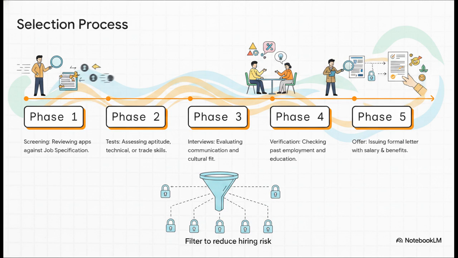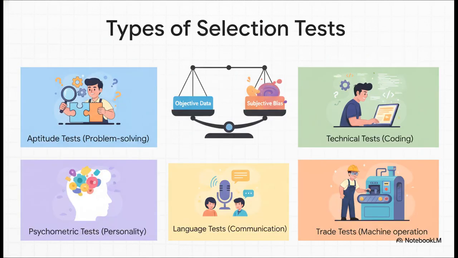After that is verification. You always want to double-check their past employment and education to avoid any recruitment fraud. And finally, the offer, issuing that formal letter with the salary and benefits. Every single one of these steps acts as a deliberate filter to reduce your hiring risk and guarantee an objective, fair selection. Let's talk a bit more about those selection tests.